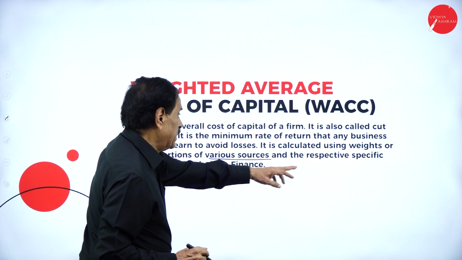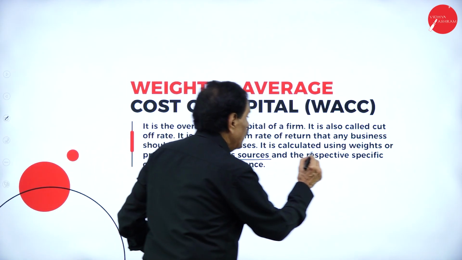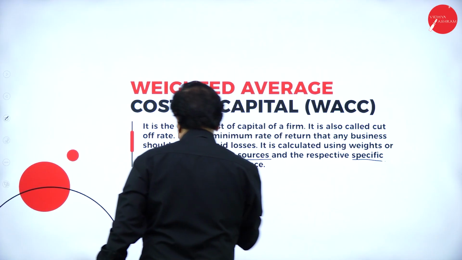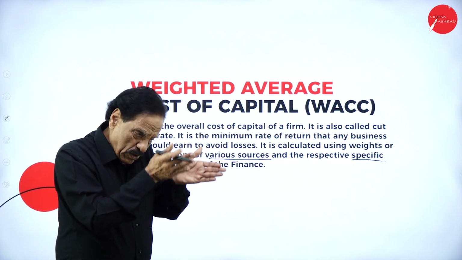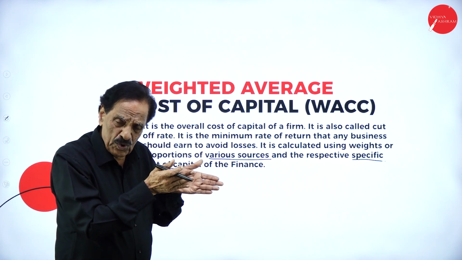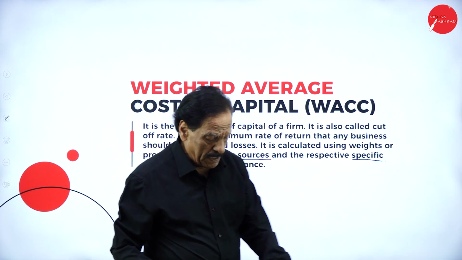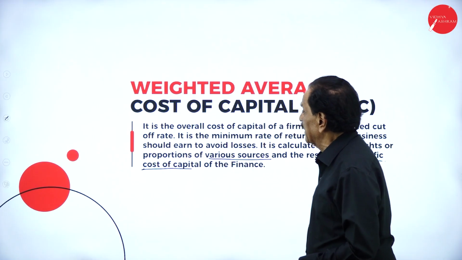And the respective specific cost has to be calculated for the firm. First, we have to find out the weight, add all the sources, and find. I will say how it will be calculated.